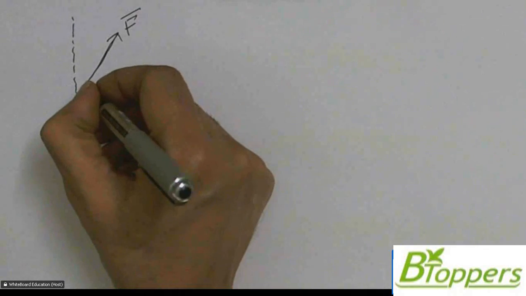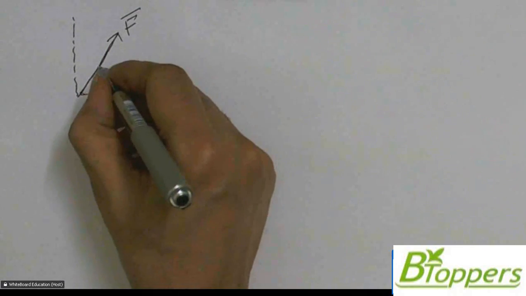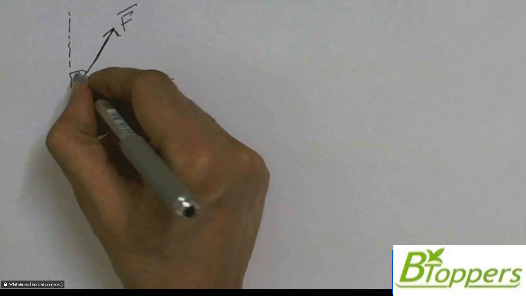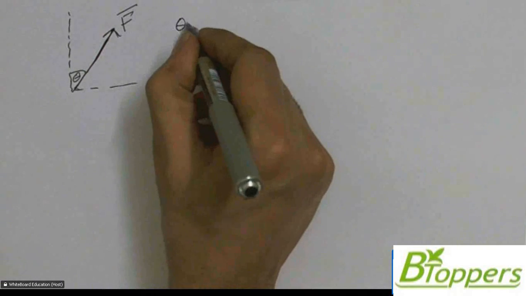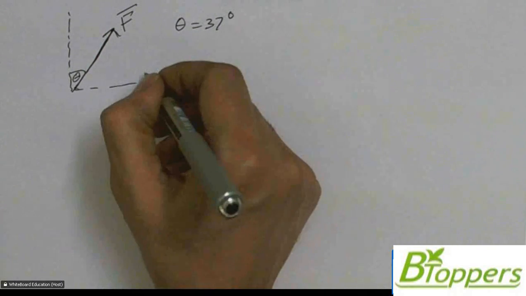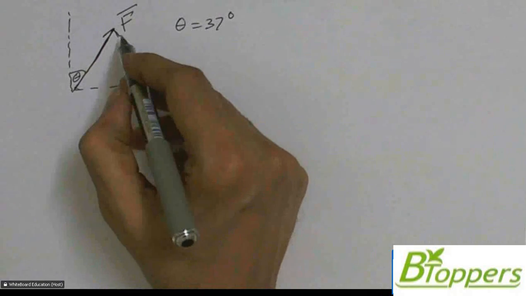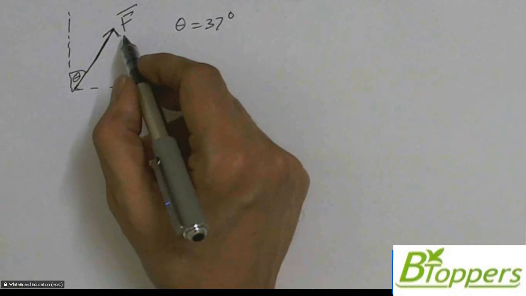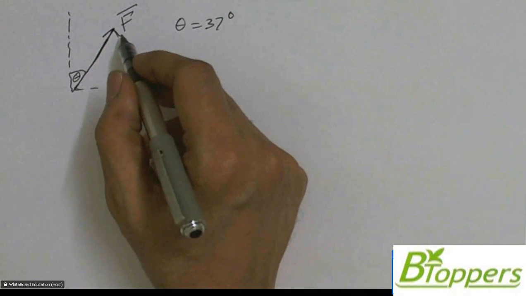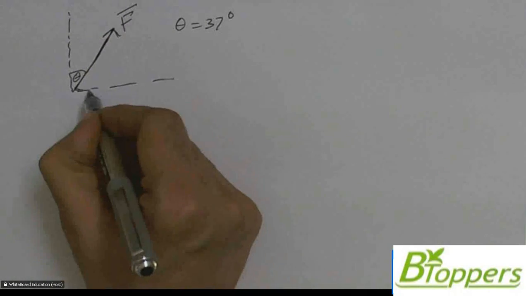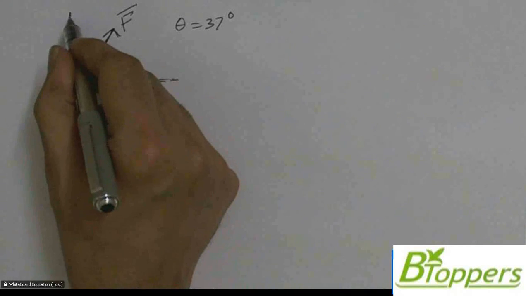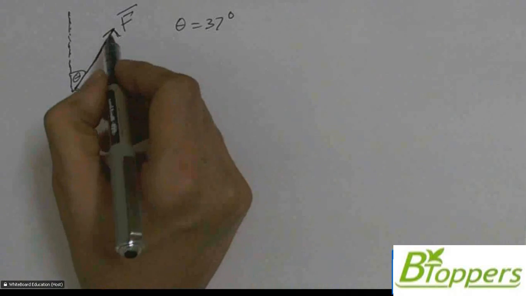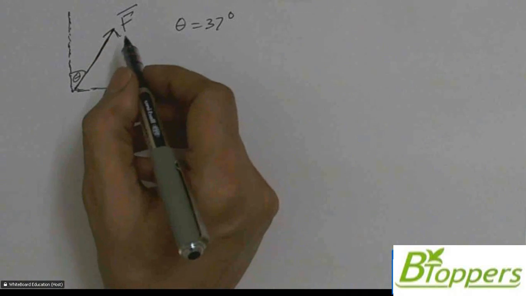So now look at the solution of the problem. Given that the force F bar makes an angle theta, which is equal to 37 degrees with the vertical direction. You are asked to find the two rectangular components of the force along the horizontal and vertical directions. So this is the horizontal direction and this is the vertical direction. The force F bar lies in a vertical plane here.